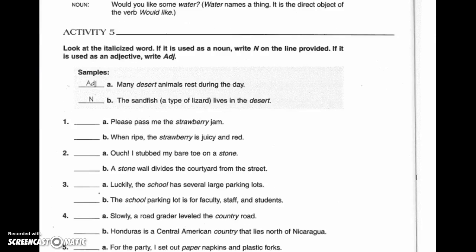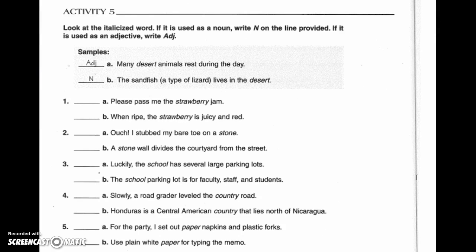Okay, now activity 5 is a little tricky. They want you to look at the italicized word, and if it's used as a noun, write N on the line. If it's used as an adjective, write ADJ period. So pause your screen and complete all 5 activities, both A and B. Remember, we had one like this in the past. You need to study the word and how it's used in the sentence.